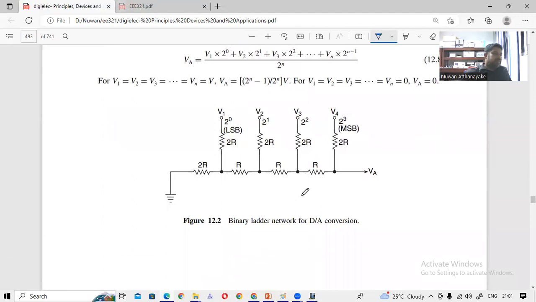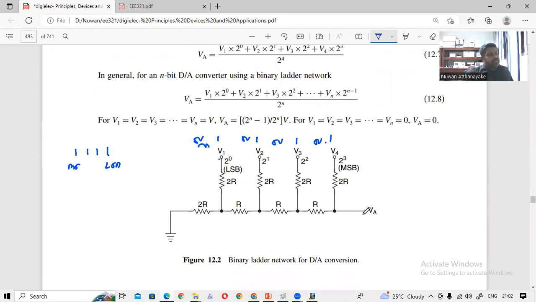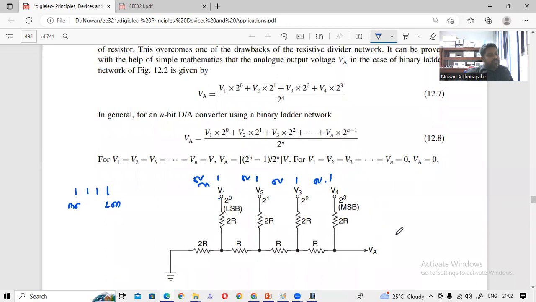For example, if you are given 1111 as the bit stream, this will be the LSB and this will be the MSB. So LSB is here, and you have to write it the other way around. This is LSB and this will be MSB. And this will be 5 volt, this will be 5 volt, this will be 5 volt, and this will be 5 volt. If you are using 5 volt, the same voltage value is there, no? If you are using this circuit also, the voltage value will be 75 divided by 16 volt.